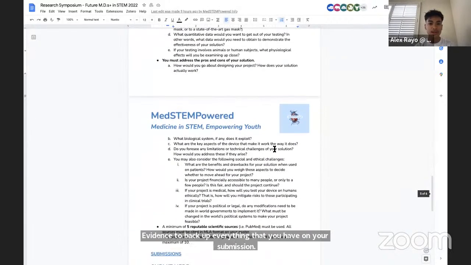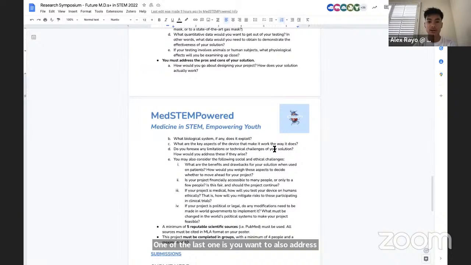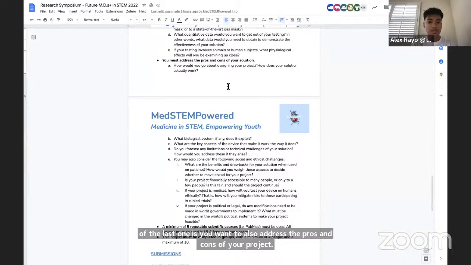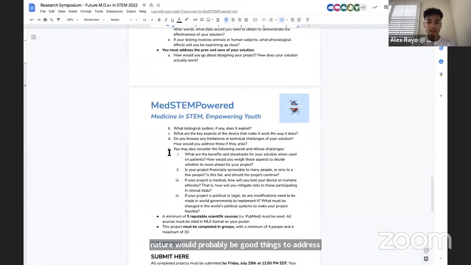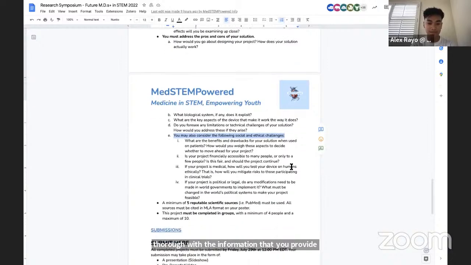One of the last ones is you want to also address the pros and cons of your project, just looking at your project from many different angles. And so, for example, how would you go about designing your project? What are the pros and cons of your solution? How does it actually work? Things of that nature would probably be good things to address on your final submission. And you can also consider things like ethical and social challenges. That would be great as well. Just really thinking about your solution from many different avenues and making sure that you're exploring and being thorough with the information that you provide surrounding your solution.